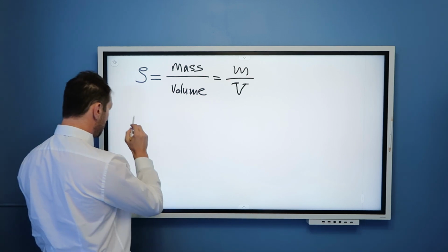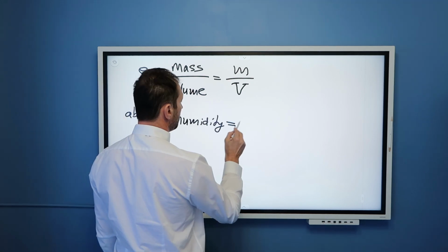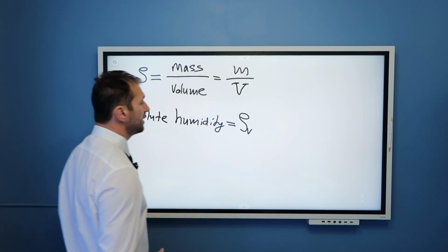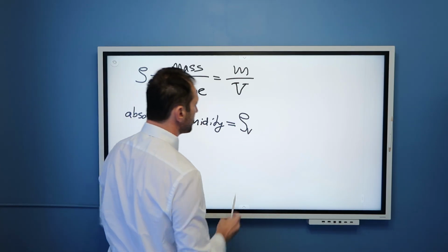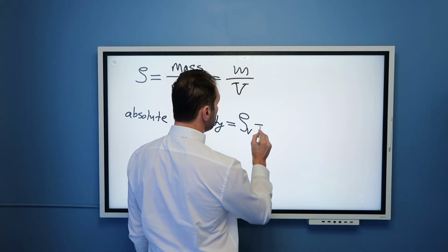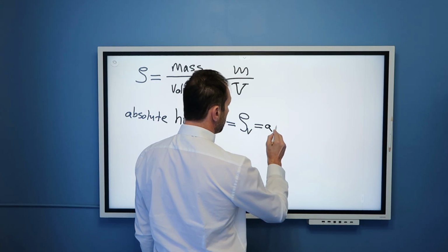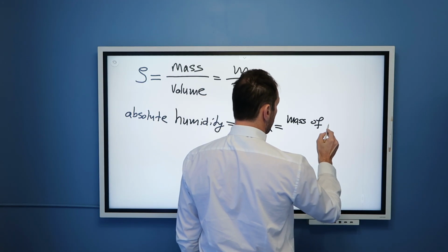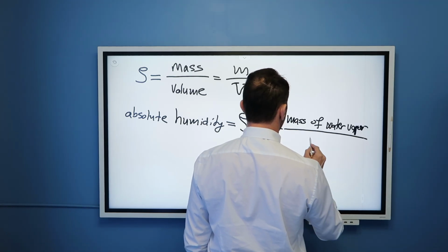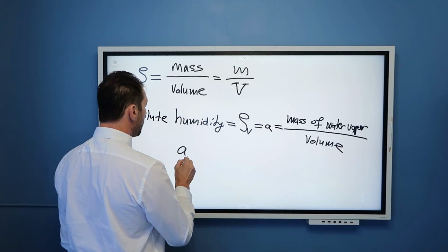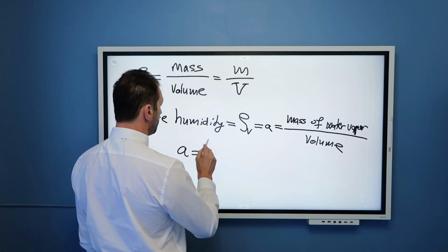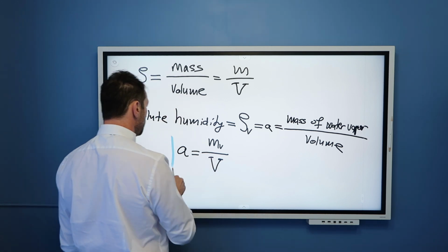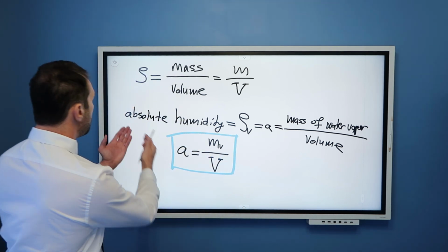What is absolute humidity? That would be density of water vapor in the atmosphere. But we don't use ρ subscript V, we call this quantity A. And that is equal to mass of water vapor divided by volume. So, A is equal to mass of water vapor, we say mv, divided by volume of air. This quantity is known as absolute humidity.